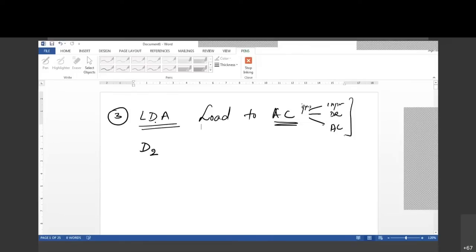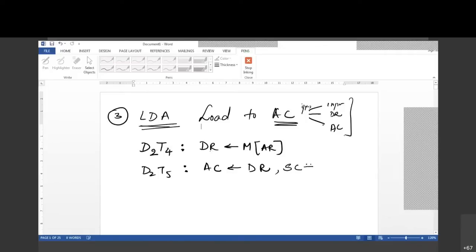This is D2 load A. हमने D0 D1 देखा. This is D2 timing signal T4. What will we do? First of all, we will transfer the content from memory specified by the effective address to DR. And then what will we do? Now we will transfer the content from DR to AC. तो ये data load हो गया AC में, right? और कुछ करना होगा इसके बाद. Set the sequence counter to 0.